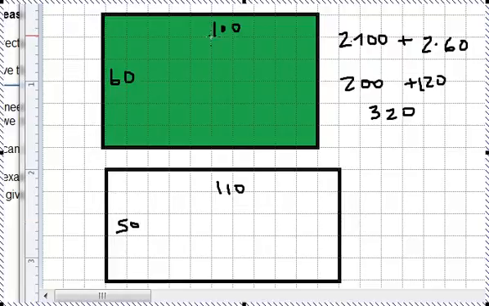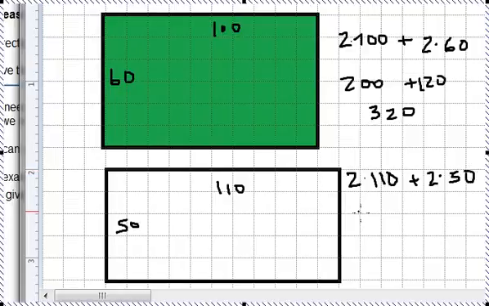So we figured out that the perimeter of the first rectangle was 320. What is the perimeter of this new rectangle? Well, that would be 2 times 110 plus 2 times 50. All right, 2 times 110 is 220, plus 2 times 50 is 100. Add those together and you still get 320. The perimeters of these are the same.